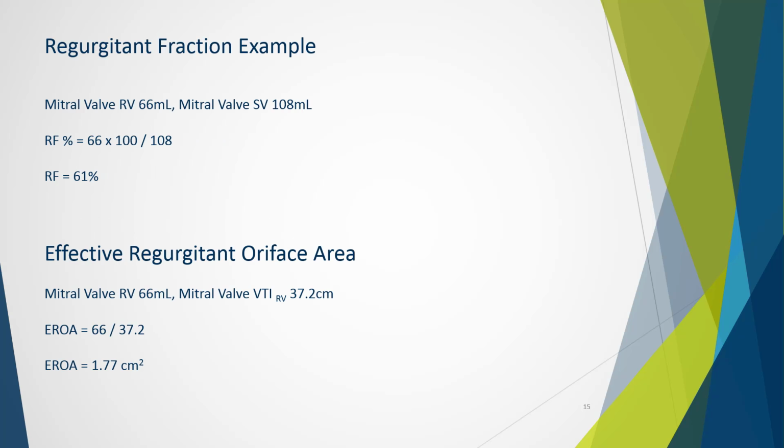And here we have an example of a regurgitant fraction. From our previous calculation, we worked out the regurgitant volume of the mitral valve was 66 mils. We know that the mitral valve stroke volume is 108 mils. So simply 66 times 100 divided by 108 gives us our number. So regurgitant fraction is 61%.